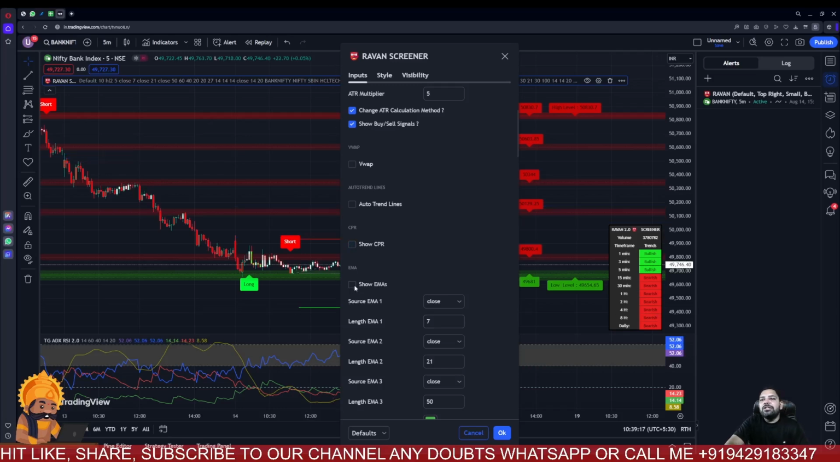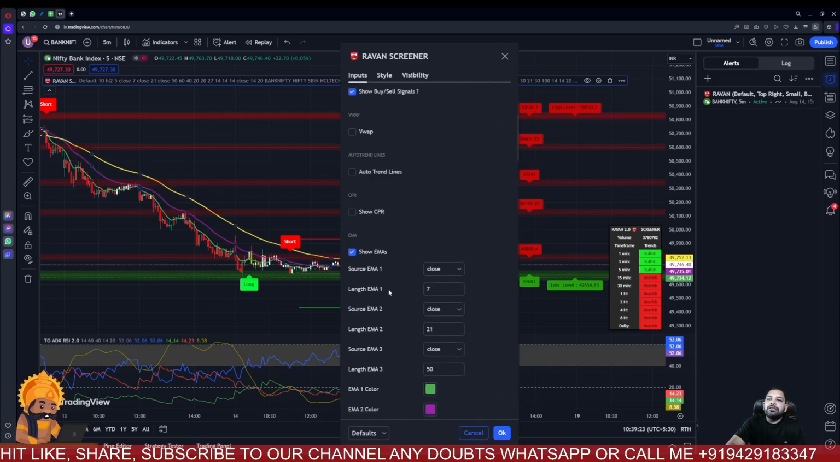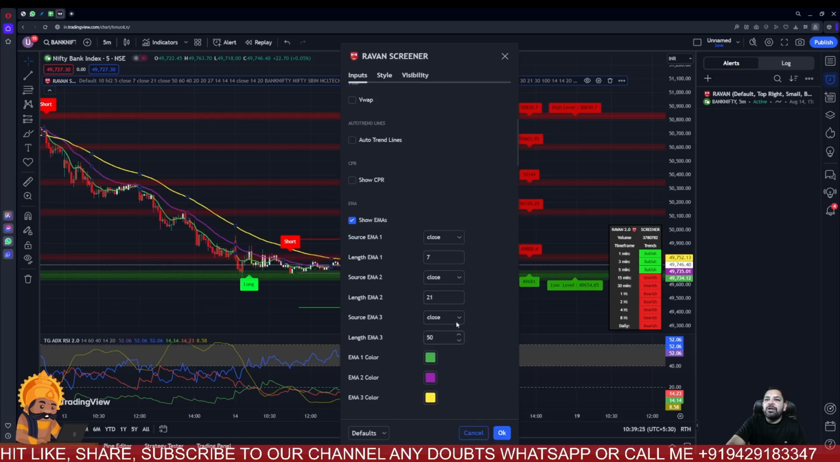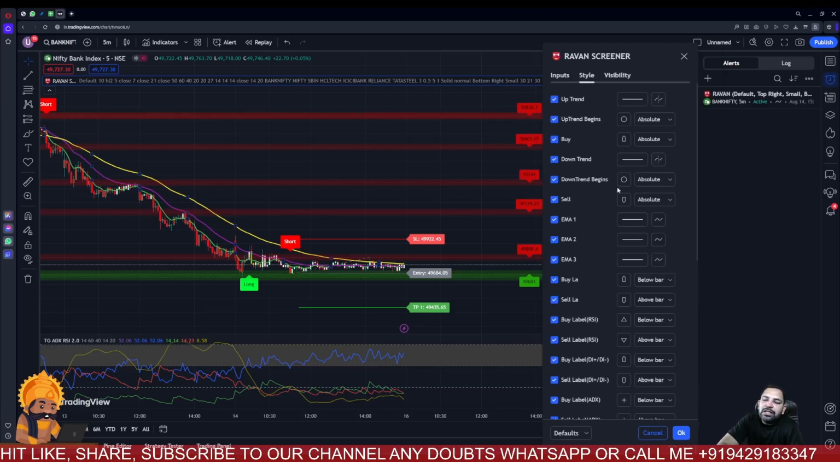Now the next feature is EMAs. Here we have added three EMAs. What are the three EMAs? 7, 21 and 50. Those who want to work with all three EMAs can do so, and those who want to work with a single EMA, two EMAs or three EMAs can customize it as well. How to customize? You have to go to the style section, guys.